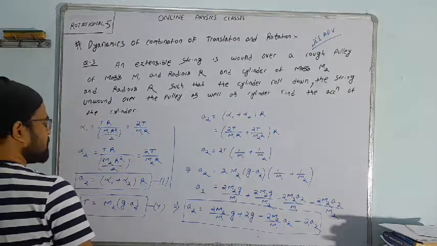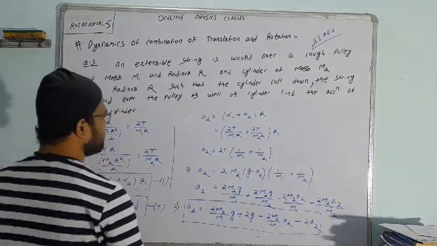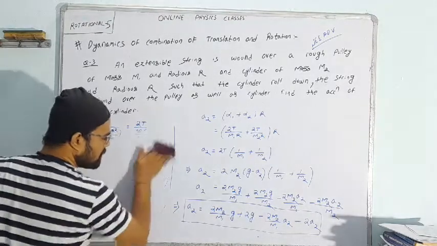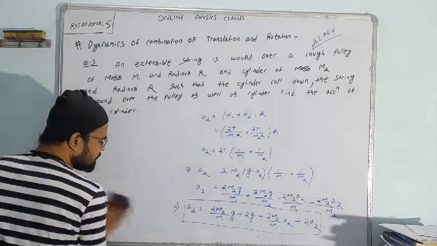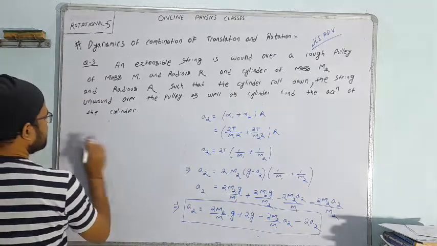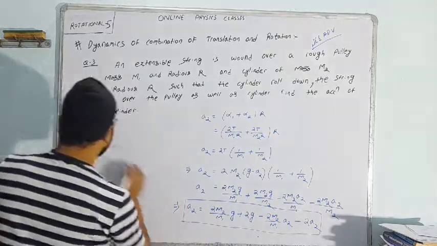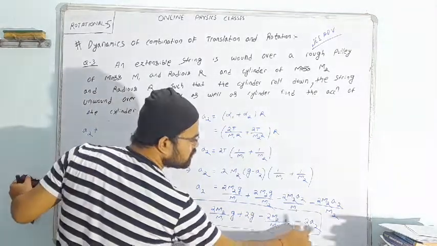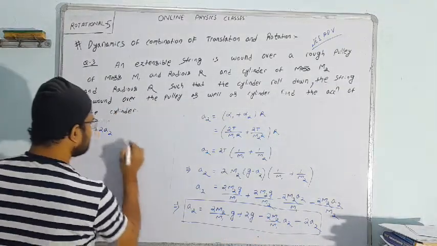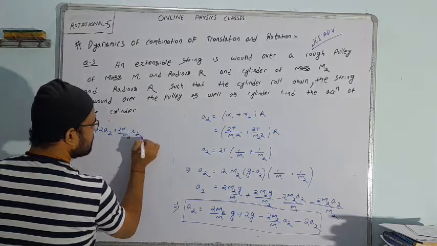Okay, how can you solve this equation? Please solve this equation. If you solve this equation we can get a2 easily. What is the value of a2? We can say a2 plus 2a2, and this is plus 2m2 by m1 a2, right?